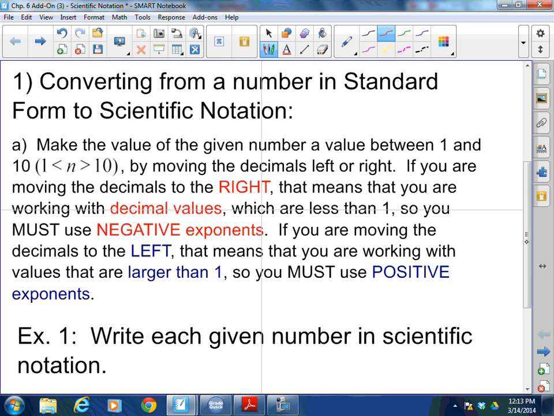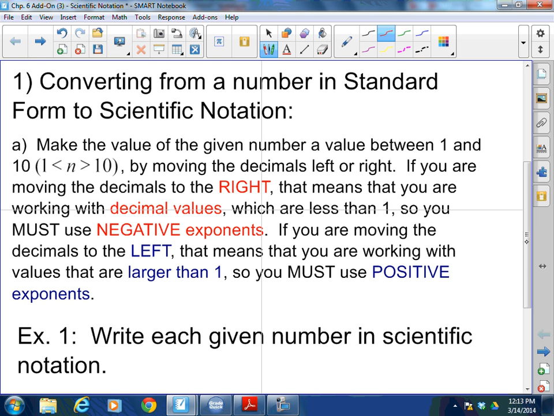First thing you're going to do whenever you see the number, regardless of if it's greater than 1 or if it's a decimal value, you're going to make the value of the given number a value between 1 and 10. I don't care how large the number is or how small it is. You're going to move the decimal places, either left or right, to make that number a value between 1 and 10. If you are moving the decimals to the right, that means that you're working with decimal values which are less than 1, so you would have negative exponents.